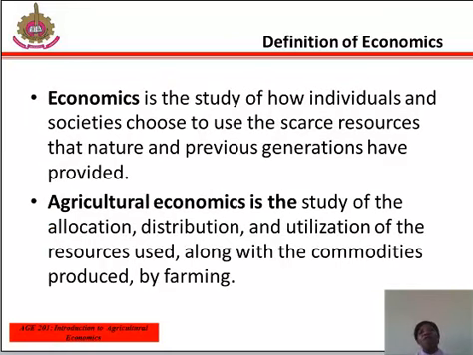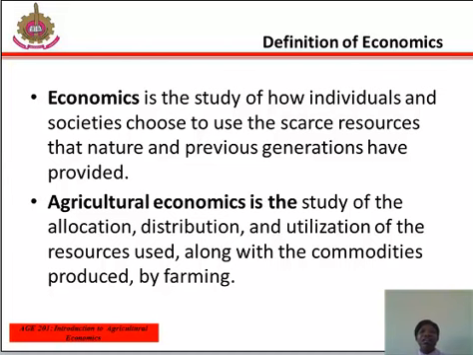Economics is the study of how individuals and societies choose to use the scarce resources that nature and previous generations have provided. And the key word in the definition is choose. Also, economics is a behavioral or social science in a large measure. It is also the study of how people make choices. The choices that people make, when added up, translate into societal choices.